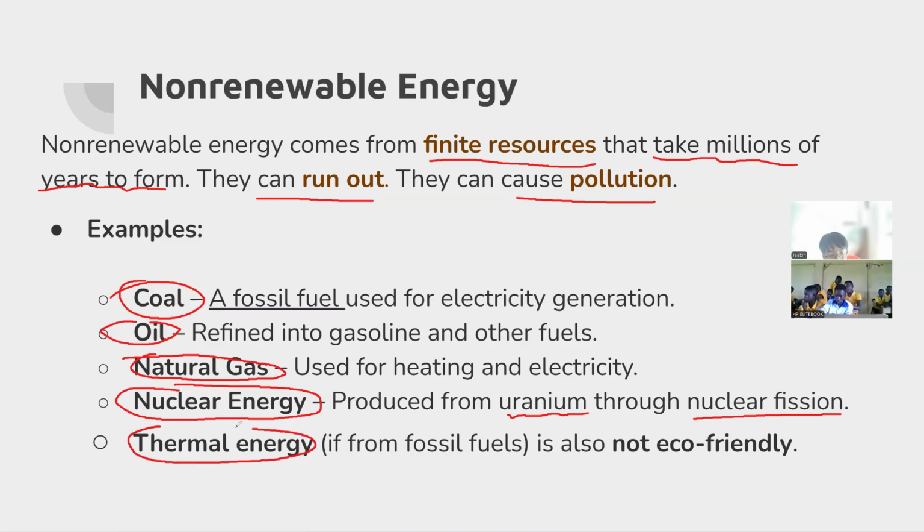And finally, we also have thermal energy as a non-renewable energy. If it's from fossil fuels, it's not really eco-friendly. It also causes some sort of pollution. So these are examples of non-renewable energy. Again, it's finite, they can run out, and they cause pollution. Okay.